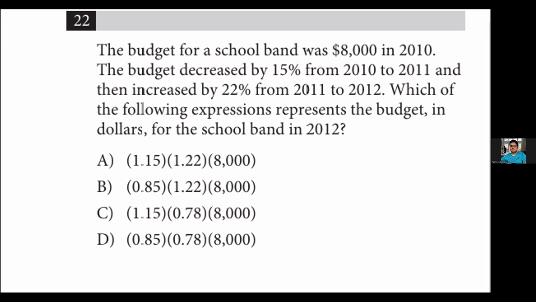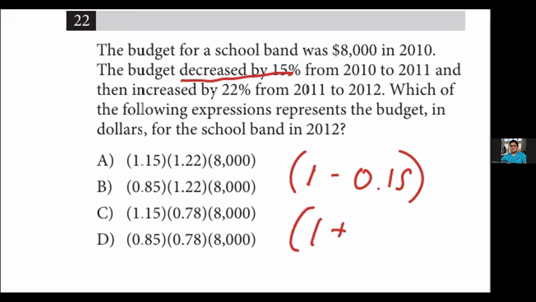Okay, so for question 22, the budget for the school band was 8,000. It decreased by 15% and then increased by 22%, which of the following expressions represents the budget in dollars of the school band in 2012. Well, how we would do that is just we'd take the original, which was 8,000, and then multiply by 1 plus or minus the change. So in this case, it's decreased by 15%, so it's just 1 minus 0.15. And then the other one is just 1 plus, because it's increased, so 1 plus 0.22.